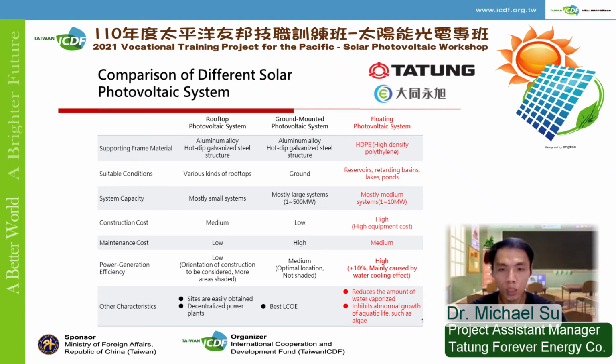The biggest difference is actually the energy production efficiency. Because sites on water have water to help with the ventilation and cooling, their heat dissipation is better. Having the system on water can also help in preventing the water from vaporizing from the surface, and can also help suppress the eutrophication, because the system will block the sunlight from reaching the surface of the water.